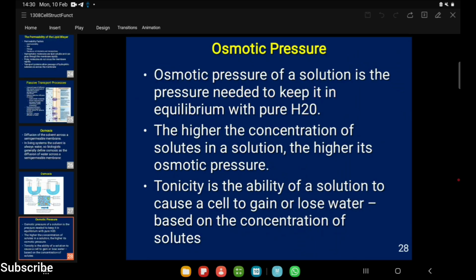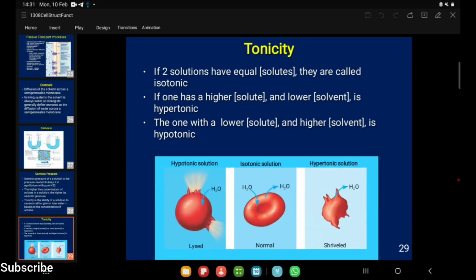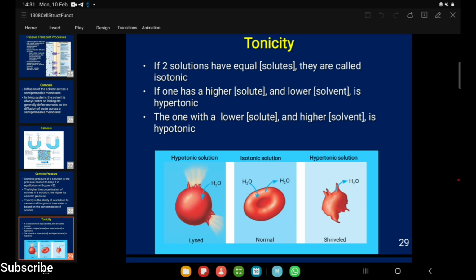Osmotic pressure of a solution is the pressure needed to keep it in equilibrium with pure H2O. The higher the concentration of solutes in a solution, the higher its osmotic pressure. Tonicity is the ability of a solution to cause a cell to gain or lose water based on the concentration of solutes. If two solutions have equal solutes, they are called isotonic. If one has a higher solute and a lower solvent, it is hypertonic, and the one with the lower solute and a higher solvent is hypotonic.